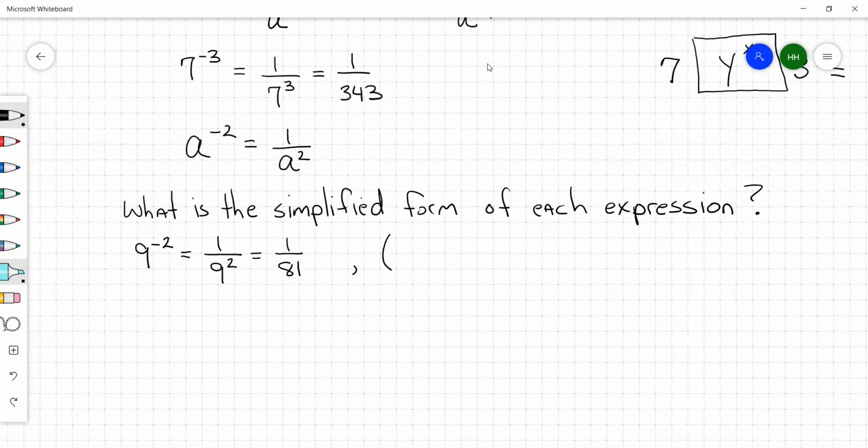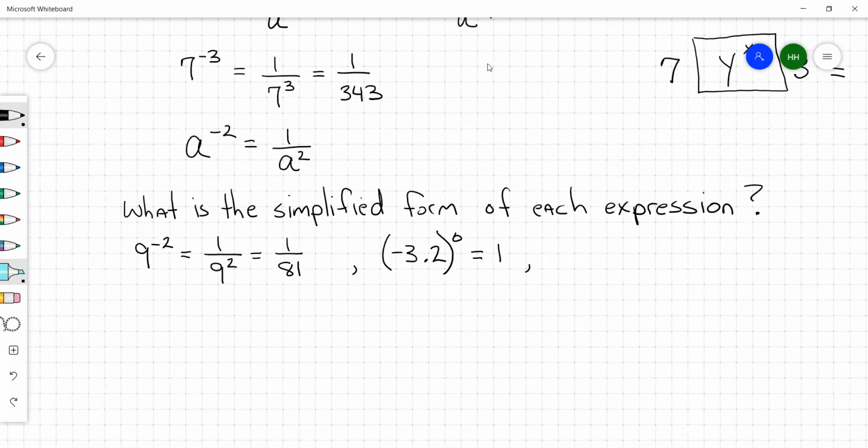This is a tough one. Negative 3.2 raised to the 0 power. What's that equal to? That's equal to 1. Good. You guys are alive. All right.